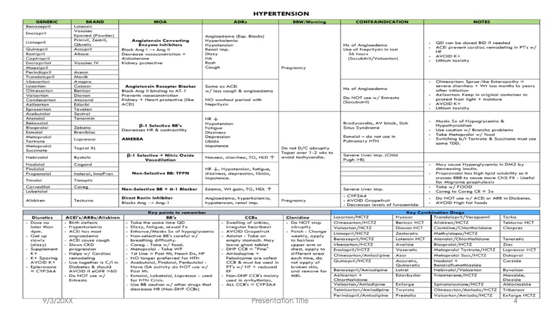Okay, now let's move to angiotensin receptor blockers. They block the receptor on which angiotensin binds.